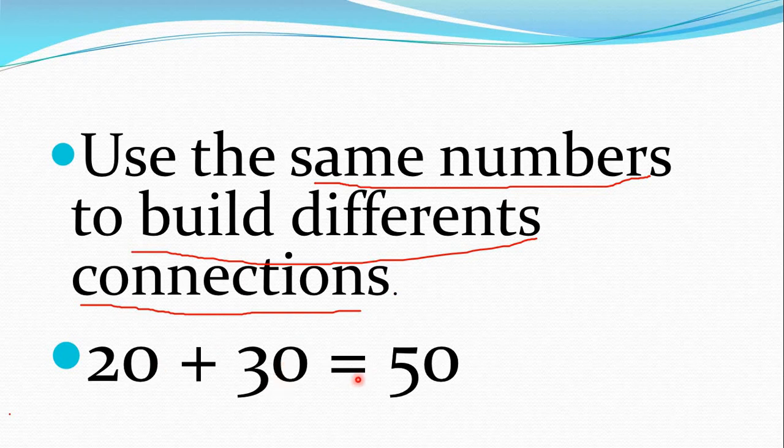20 plus 30 is equal to how many? 50. 20 plus 30 is 50. So here 20 and 30 are the numbers. Use the same numbers to build a different connection. And again, what am I writing here? I am writing 30 plus 20. So what answer is coming here? As before, students, I am writing here 30 plus 20. Okay, so what is the answer? The same answer.